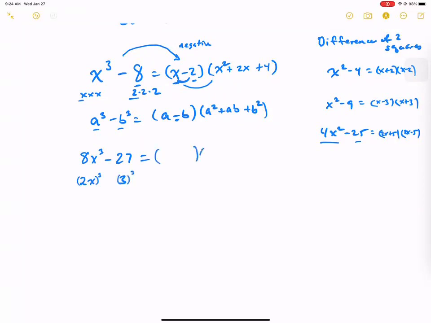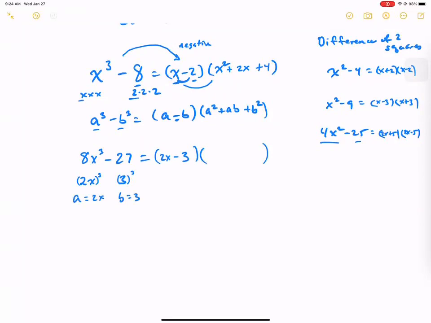So the pattern is you take one from each to start. So I take one from each. That's going to be 2x minus 3. That's our a and b. Some people might want to write a is equal to 2x and b is equal to 3. So we plug in our a and b.